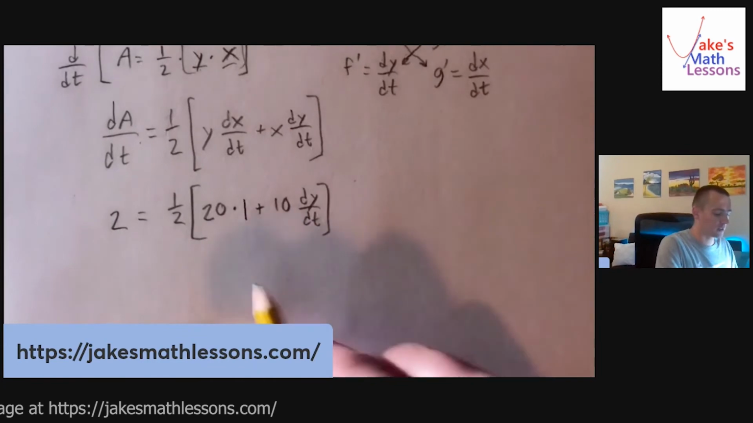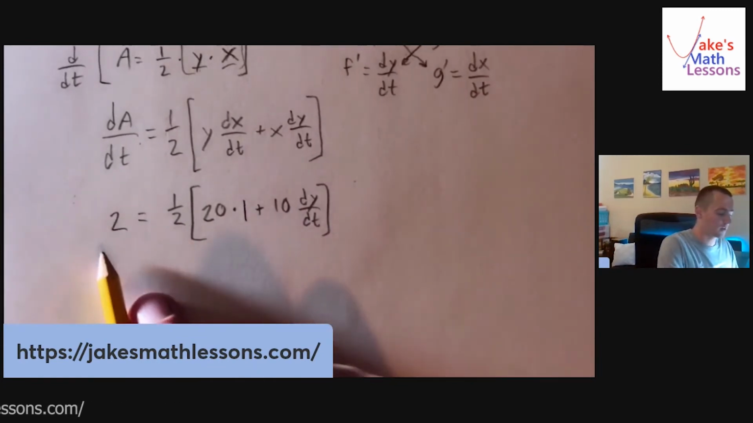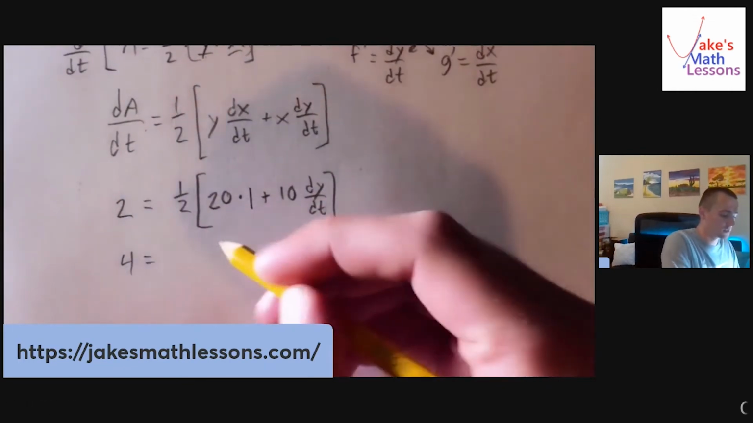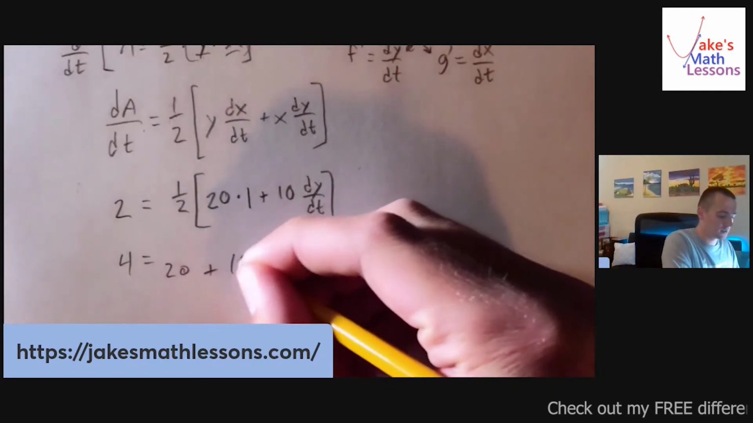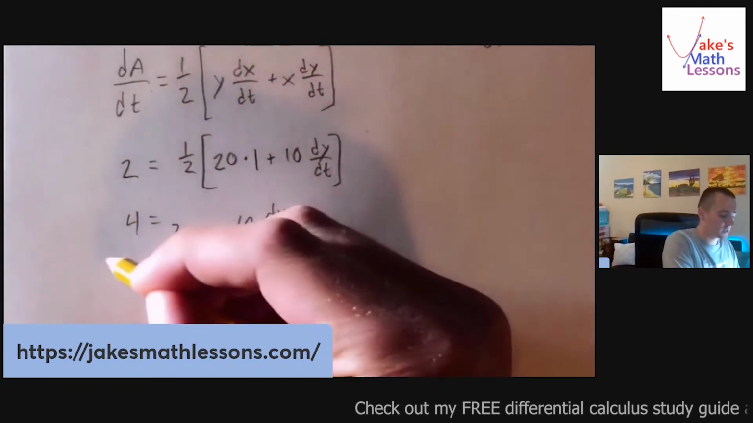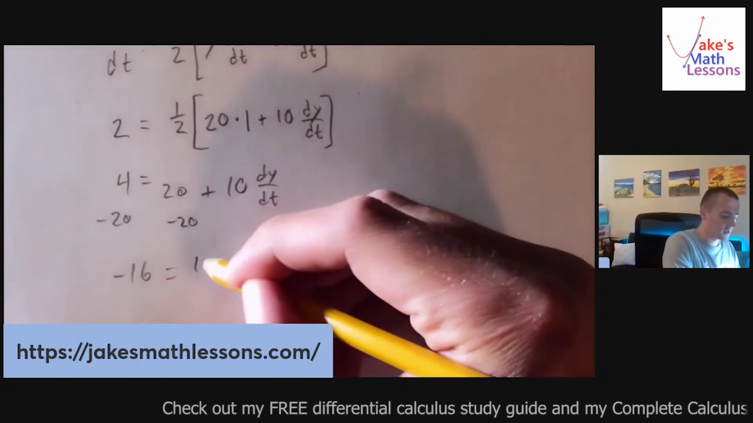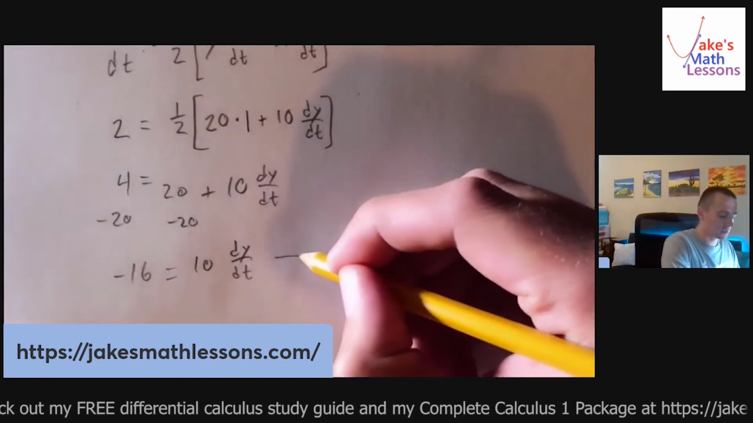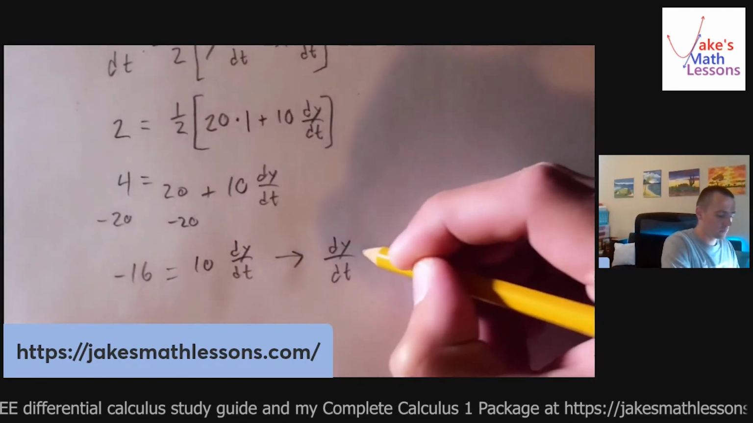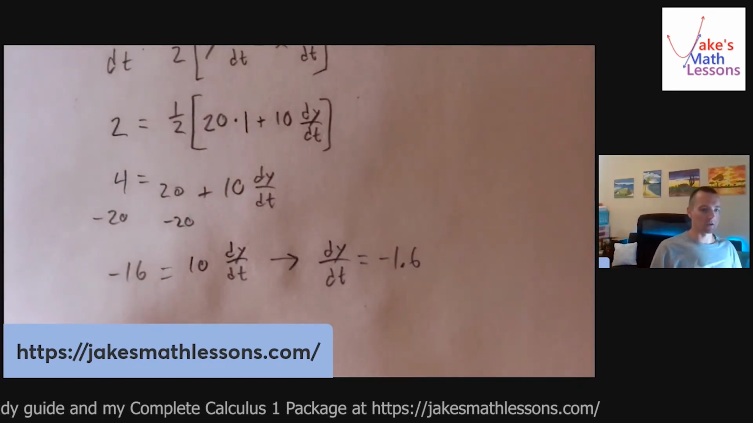So we can just simplify this. We can multiply both sides by 2 to cancel out the 1/2. So that'll give us 4 equals 20 times 1, which is just 20, plus 10 times dy/dt. Then we can subtract 20 from both sides, giving us negative 16 equals 10 dy/dt. And then we can divide both sides by 10, which gives us dy/dt equals negative 1.6.